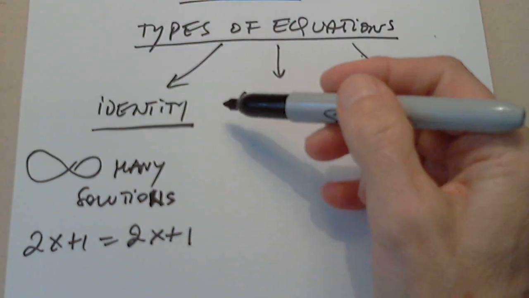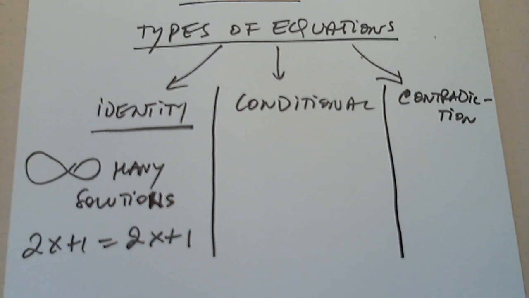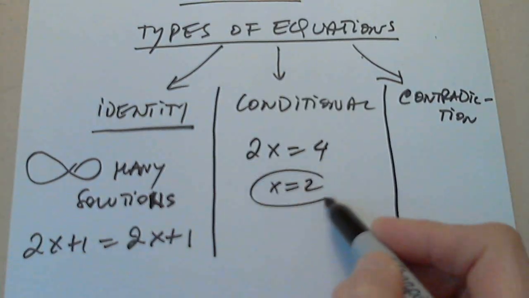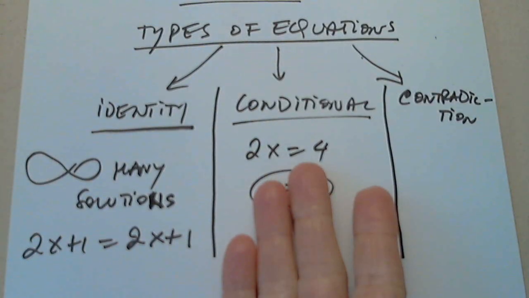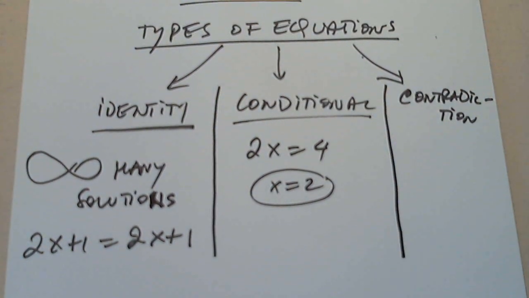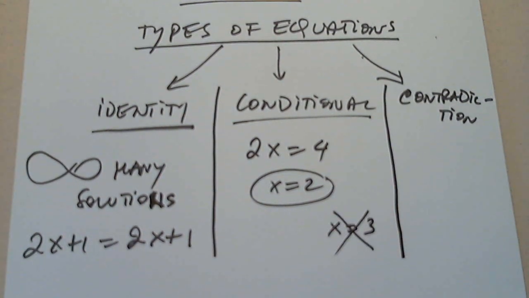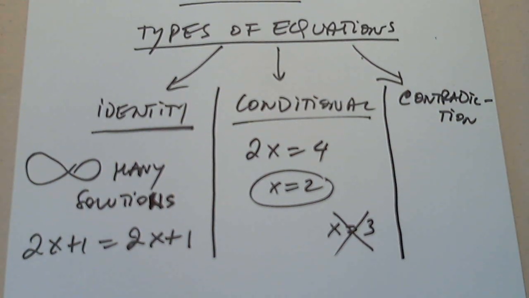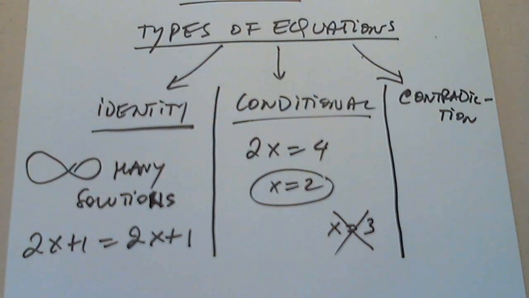What is a conditional equation? A conditional equation is true for specific values of x. For example, let's say 2x equals 4, x equals 2. So it's conditional. It is a true statement only if x is 2. Is it true for x equals 3? No, it's not, because 6 does not equal 4. So when x is 2, this is true. For anything else, it's not. So this is called conditional.